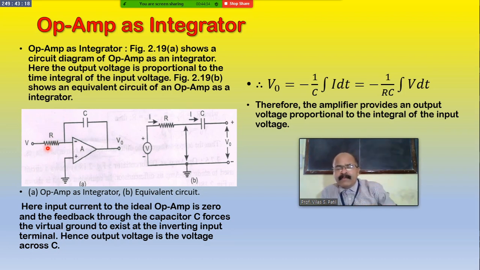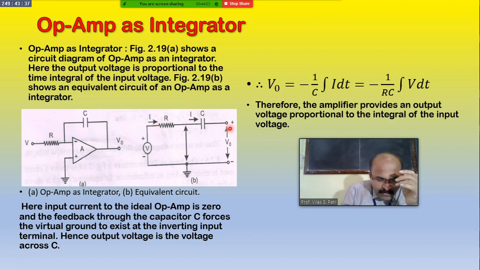This is one of the best reversal examples of the differentiator. Here R is to be shown, the capacitor is to be shown, and current I is flowing through the equivalent circuit. Here the input current to an ideal operational amplifier is zero. If we submit zero current, then this will not work.